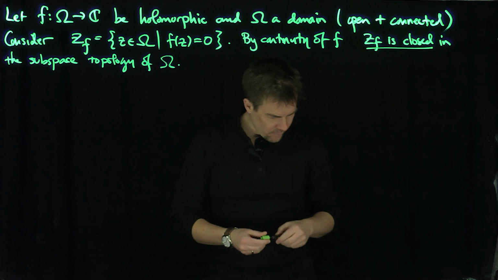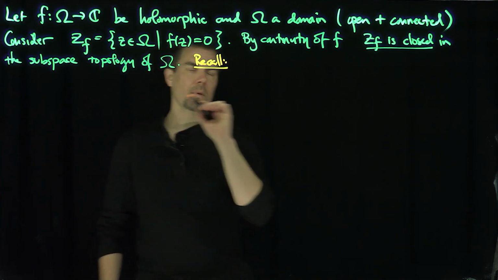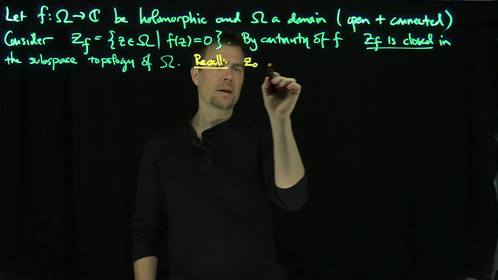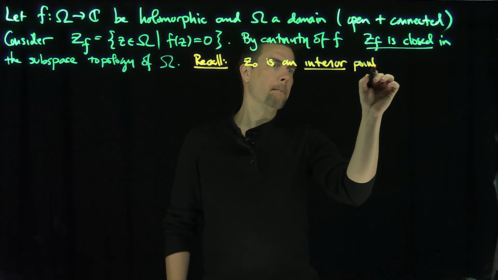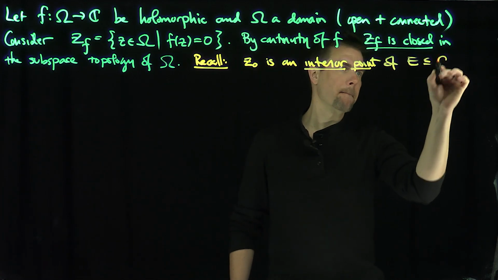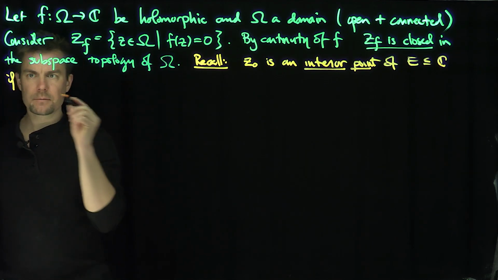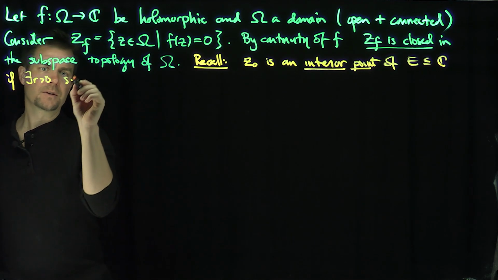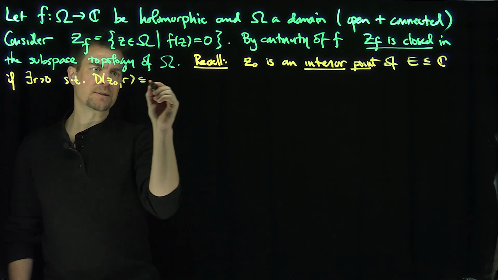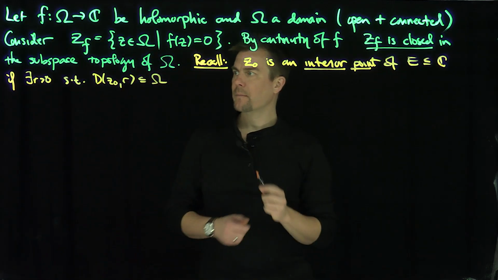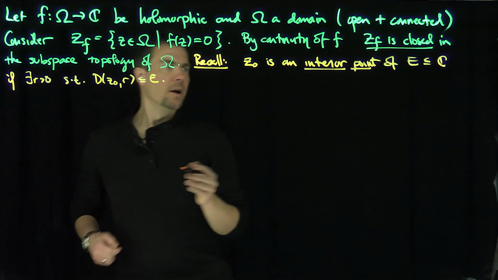Now I need a slight review of some facts from point set topology, for metric topology. So recall, a point z0 is an interior point of a set E, which is a subset of C, if there exists an r greater than 0 such that D(z0, r), the disk centered at z0 of radius r, is contained in E. In other words, I can put a little disk inside E. That's what an interior point is.